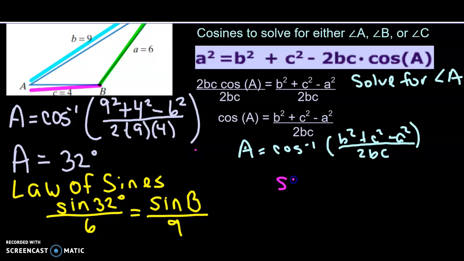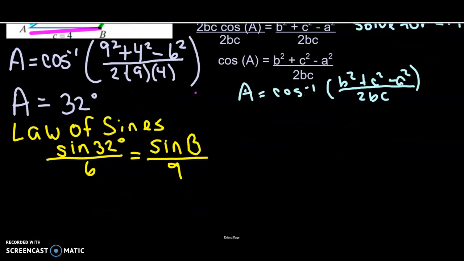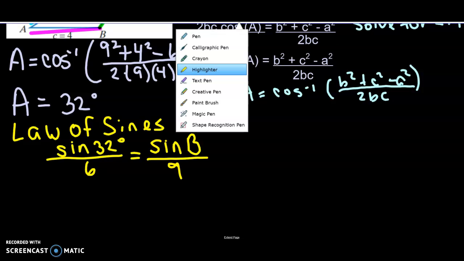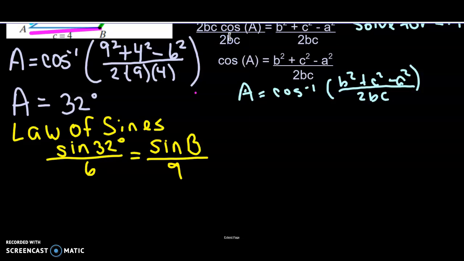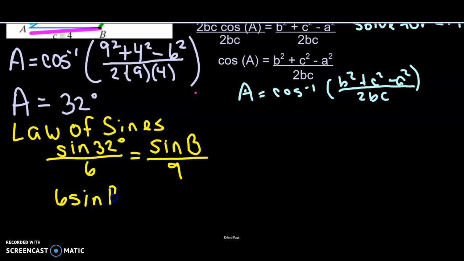So I'll do sine of 32 over 6 equals, oh, we don't need to do sine of C. Just remember, because I'm going to show you a trick to find it, something very easy. Then we cross multiply. So we have 6 sine B equals 9 sine of 32. What are we going to do to both sides? Divide by 6.